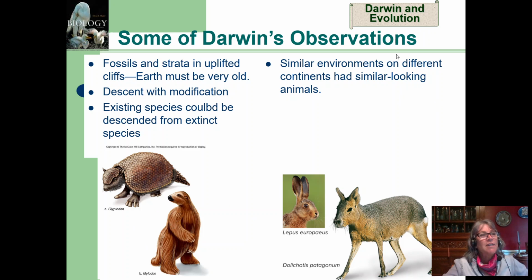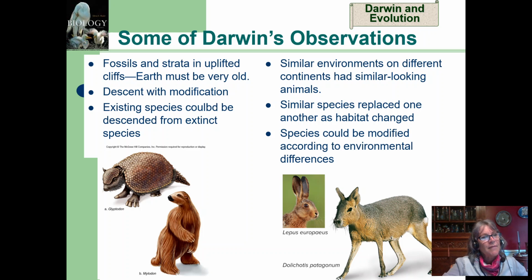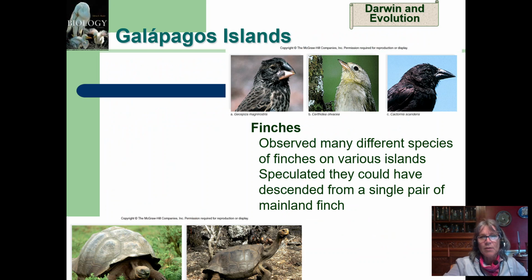He also observed that similar environments on different continents had similar looking animals, and that similar species replaced one another as habitat changed. So as he traveled further from the equator, he saw changes. With changing habitat, got changing organisms. And so again, this supported that species could be modified according to environmental differences.